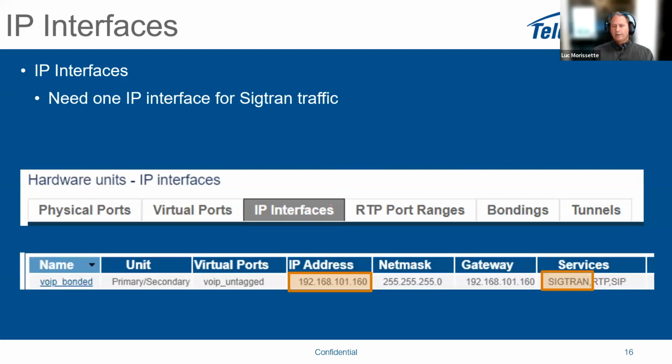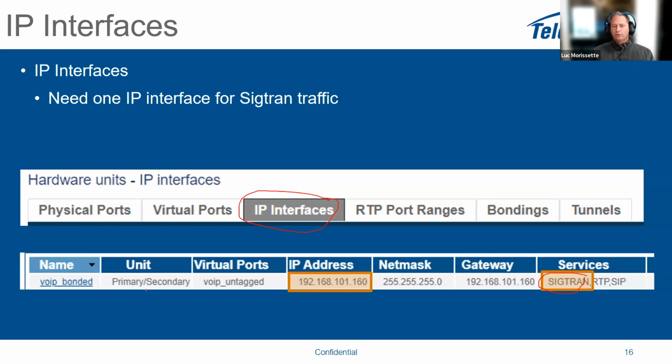Next is to configure the IP interfaces in this tab. You need one IP interface for SIGTRAN traffic. So if you look at the interfaces you have in the system, you need to have at least one that shows services SIGTRAN. Because when you get into the SIGTRAN configuration, it will show only the interfaces that you have assigned to be of the SIGTRAN type services.